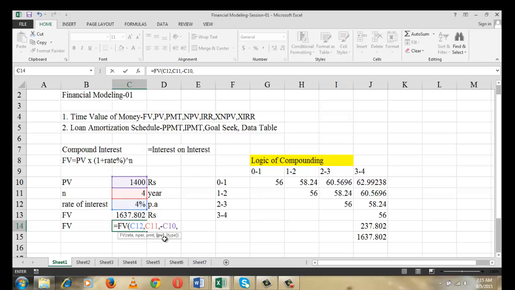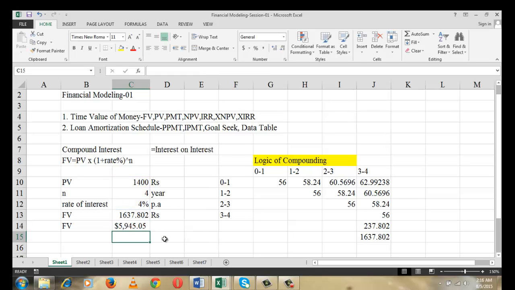Type can be 0 or 1. 0 means annuity and 1 means annuity due. If you do not write it, also not a problem. Otherwise just write 0, enter. What value do you get?